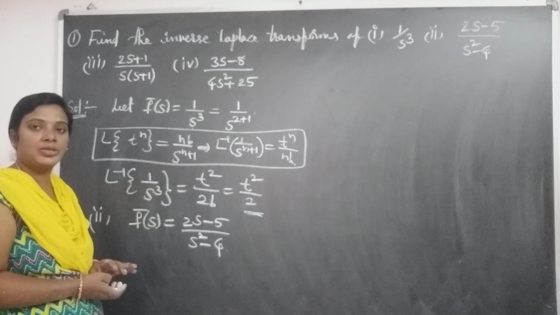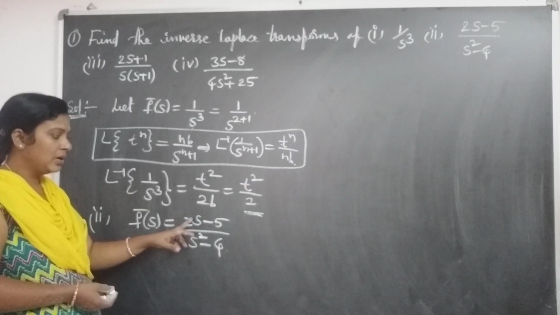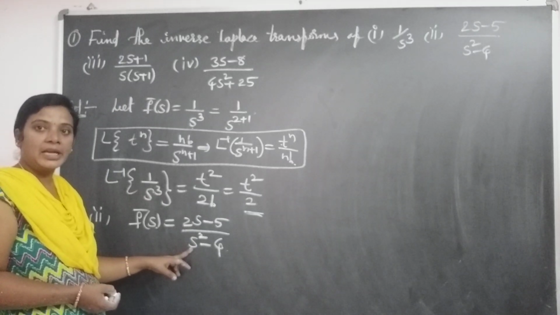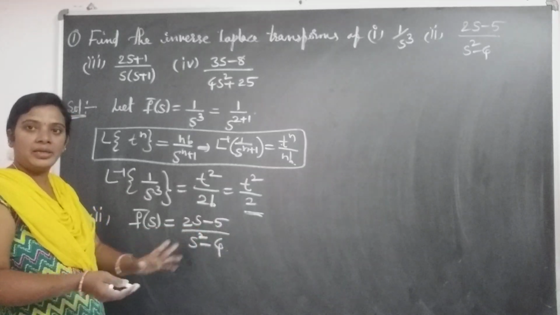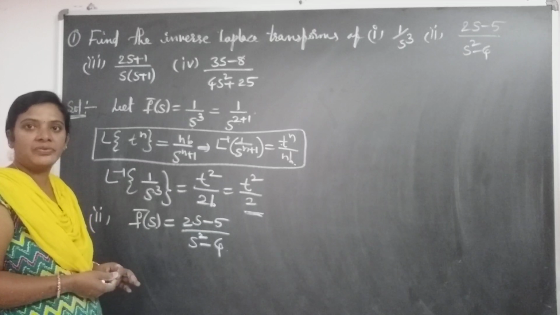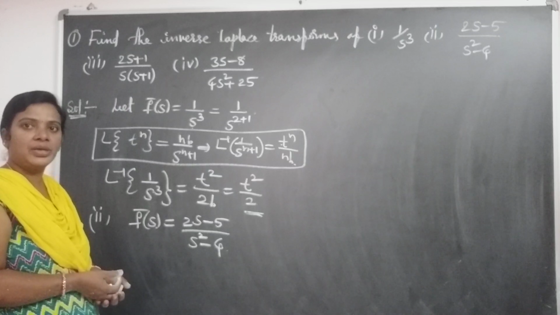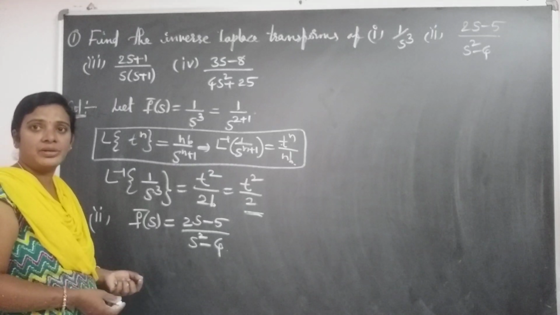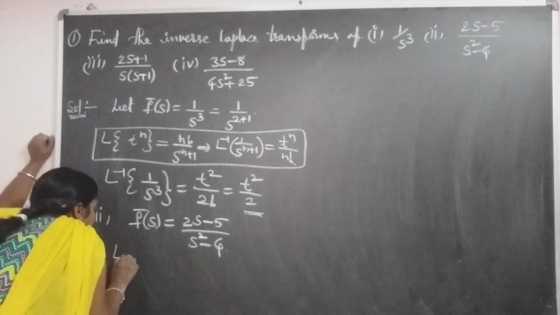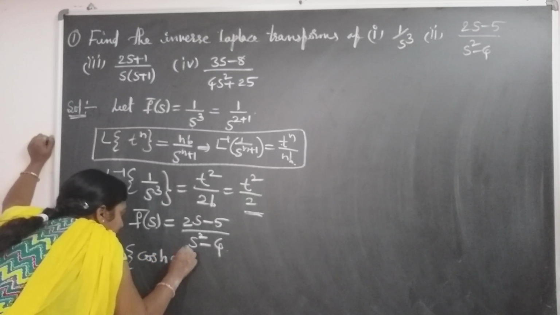That is nothing but, in the place of a, 2 is there. So we can write s by s square minus 4 is equal to cos h 2t, and the constant is written right outside. Then 1 by s square minus a square means 1 by a sin h at. In the place of a, 2 is there, so just write 2 in the place of a. First, it is in which relation? It is the suitable form of the Laplace transform of cos h at.